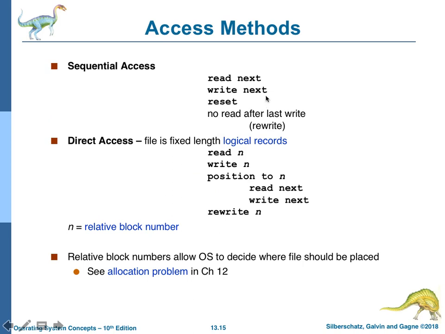So if you want to read, then you go next, next, next, next. If you want to write, then you go next, next, next. It's like that. You cannot jump to a particular location. While we have another method, which is direct access. This uses fixed length logical records, where you have blocks available for every piece of data belonging to a file, and you shift to a particular block using direct access.